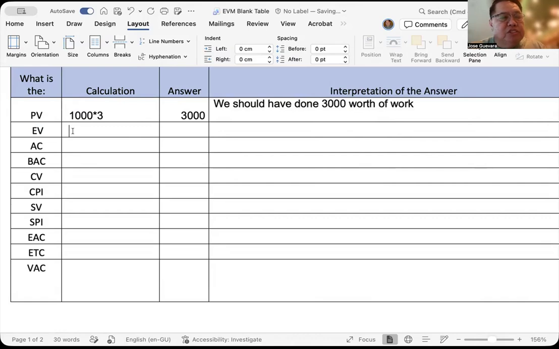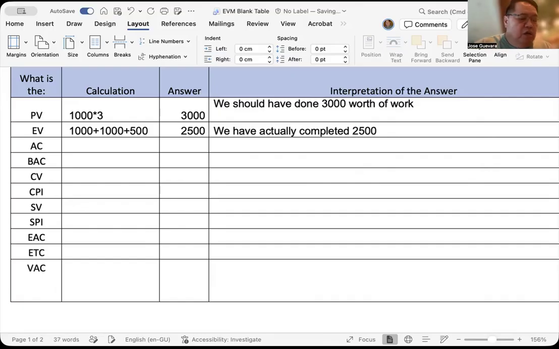The next is earned value. So it depends on the performance. As of day three, we have completed both fence one and fence two. So the budget is $1,000 per fence. 1,000 plus 1,000 for fence number two, plus 50% of 1,000. So 50% of 1,000 is 500. So therefore, the answer is 2,500. So we can say that we have actually completed $2,500 worth of work.